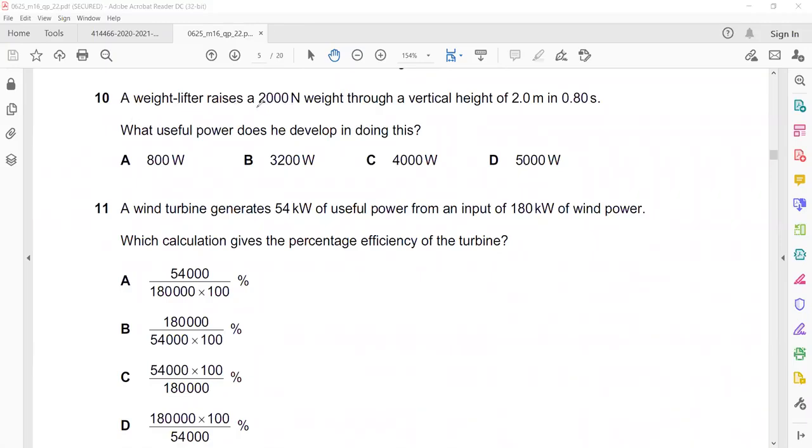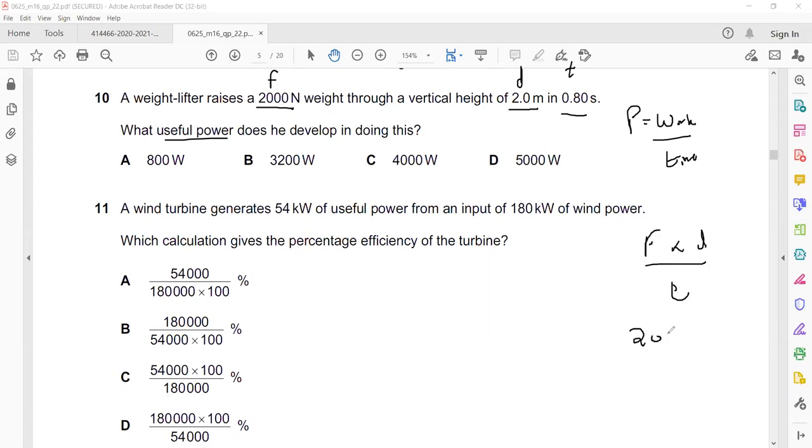A weightlifter raises 2000 newtons, so that is the force, through a height of 2 meter. That's a distance, and time is 0.8. The question is, what is the useful power? Power is work divided by time. And work is force times distance. So force, because he is lifting a load, is 2000, multiplied by distance 2, and the time he took to raise this load is only 0.8 seconds. So 2000 multiplied by 2 divided by 0.8 equals 5000 watt.